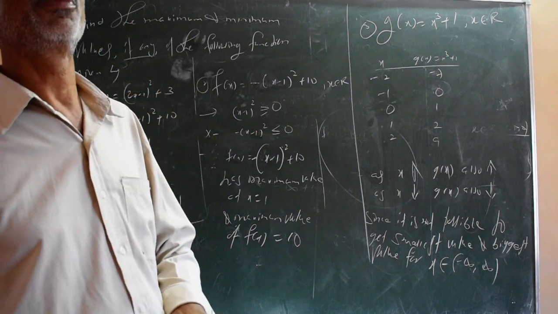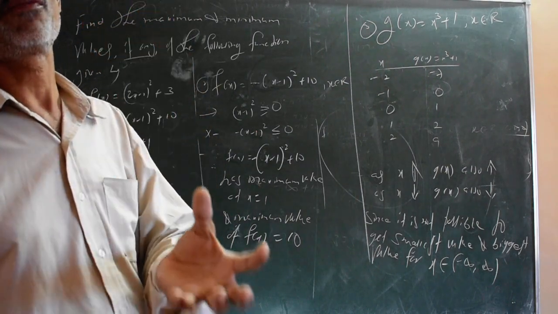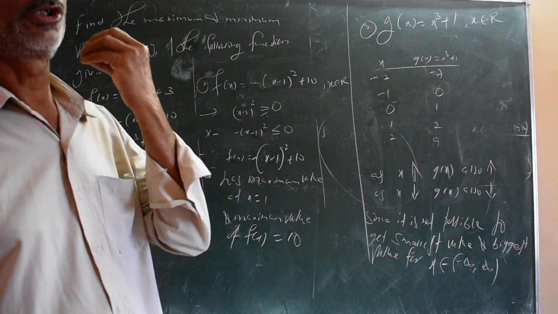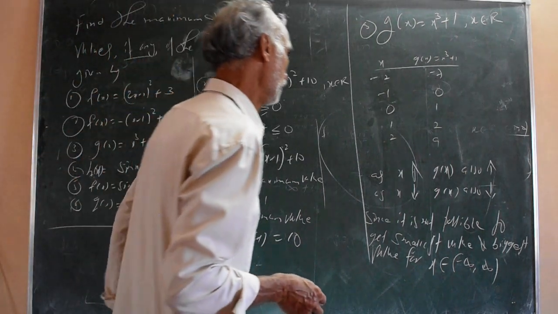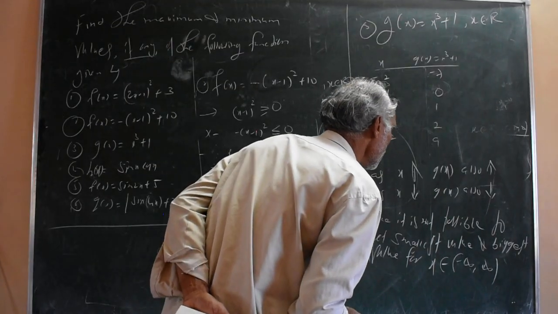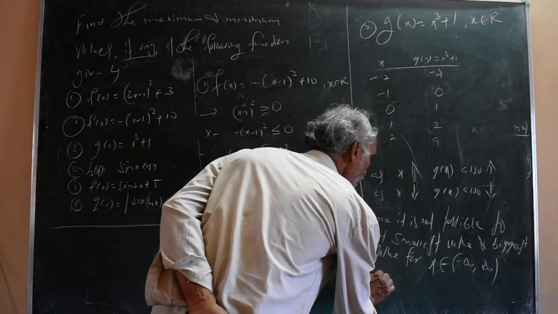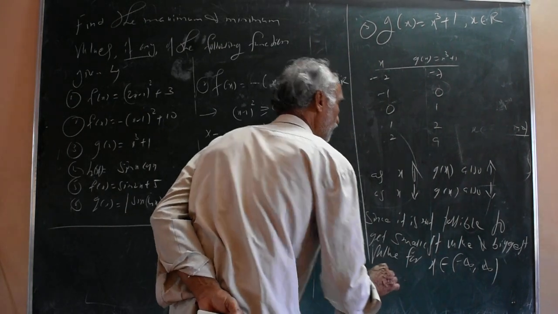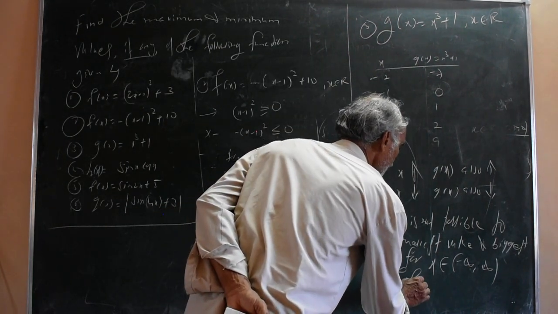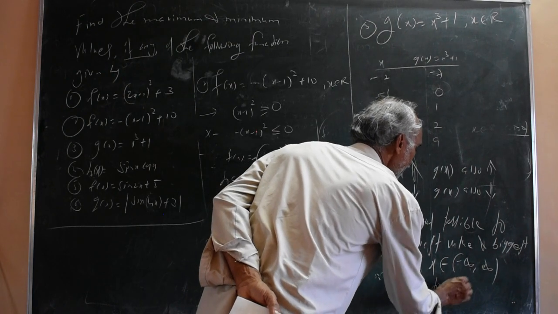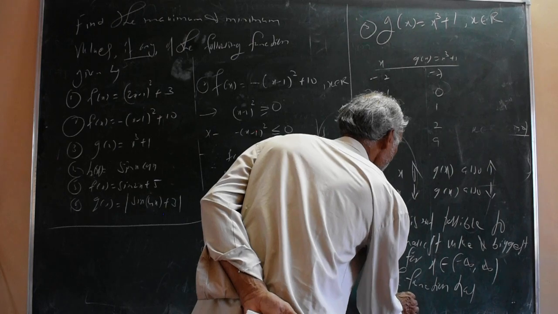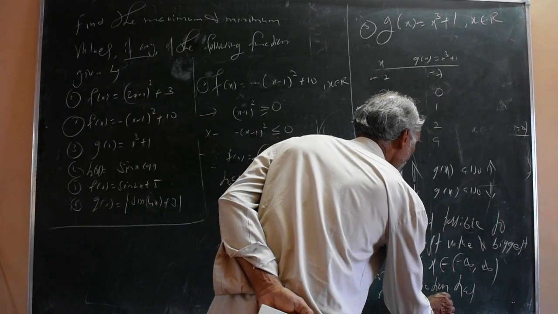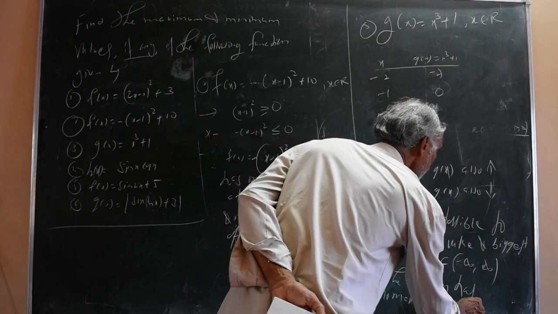Therefore, it is not possible to get the biggest value for g of x. There is no maximum. There is no smallest value of g of x. There is no minimum. Therefore, the function has no maxima and minima. No maxima and no minima.